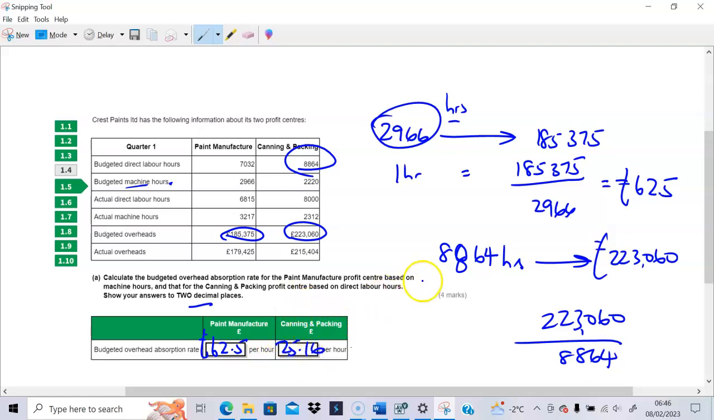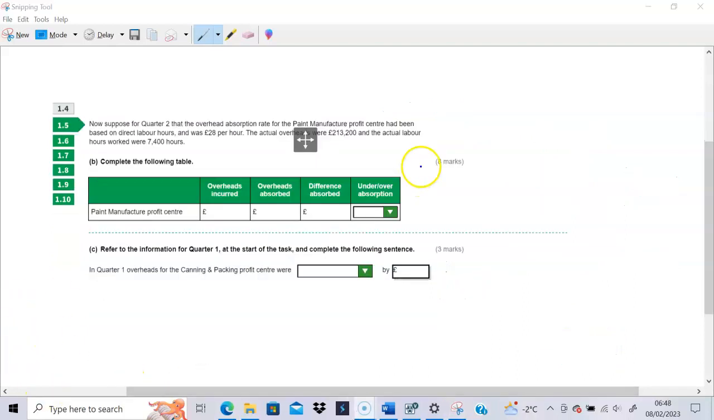So the first step is always to find the budgeted rate. You might have some over-absorption or under-absorption through the year, but you need to start with something. Okay, let's cut that out so I can write on it.